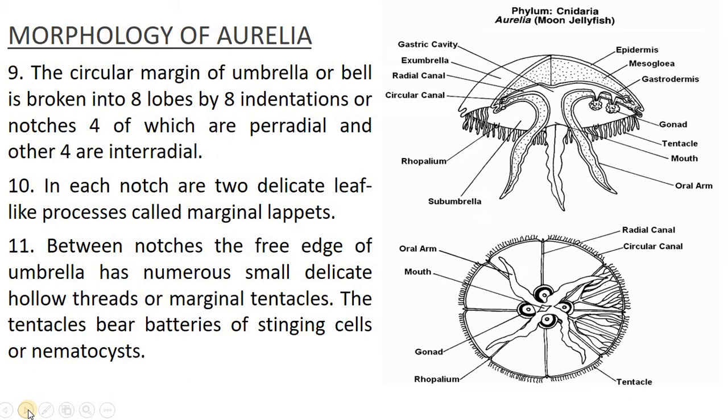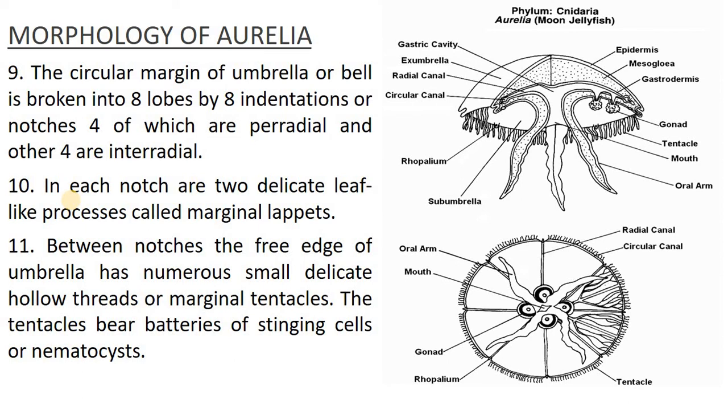The circular margin of the umbrella or bell is broken into 8 lobes: one lobe, second lobe, third lobe, fourth lobe, fifth lobe, sixth lobe, seventh lobe, eighth lobe. There are 8 indentations or notches, 4 of which are perradial and 4 of which are interradial. Each notch has 2 delicate leaf-like processes called marginal lappets.